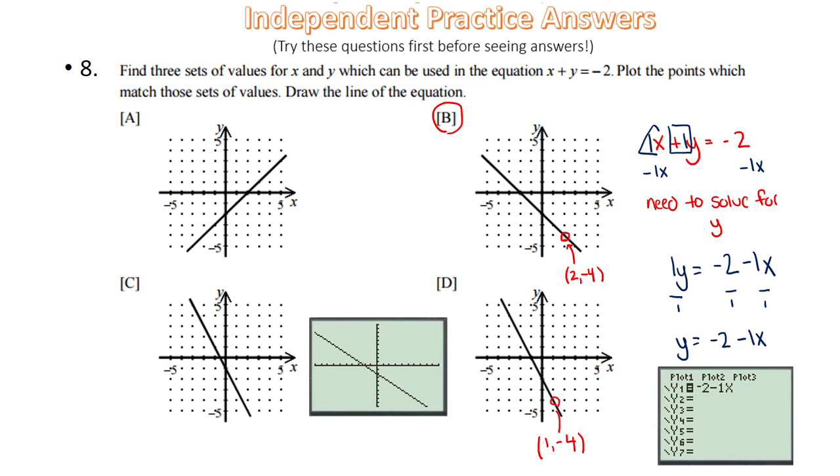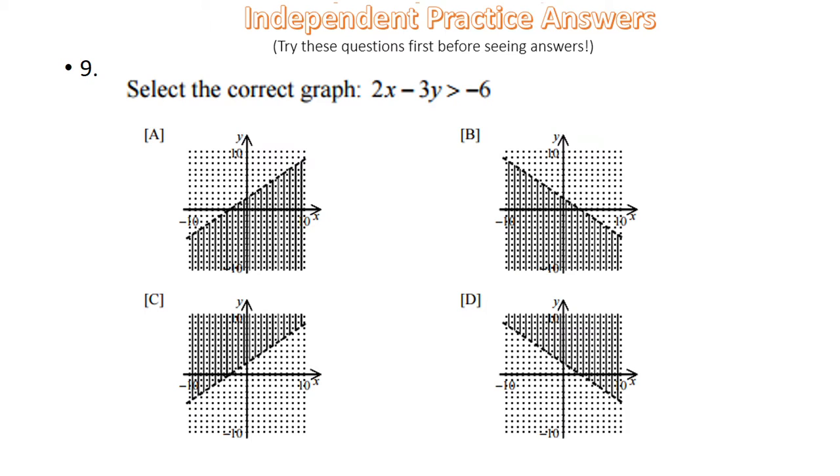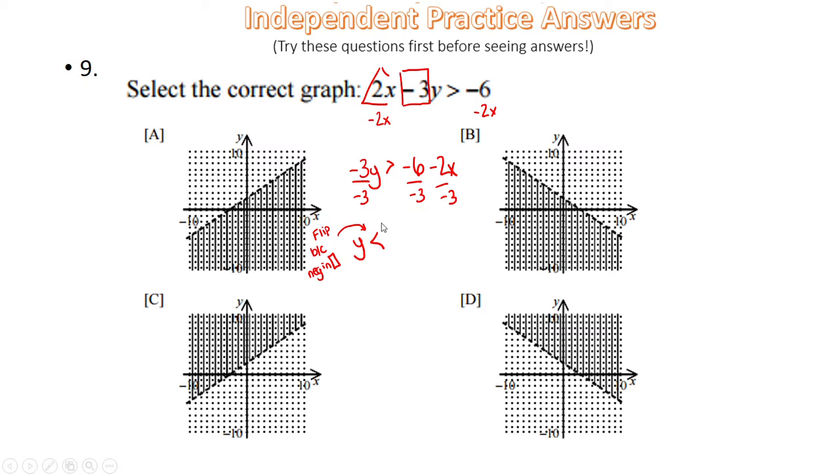All right, number 9. Number 9, we need to solve for y again. So if I solve for y, my rectangle is negative 3 and my triangle is 2x. So I'm going to subtract 2x on both sides. Then I'm going to divide by negative 3. And because I'm dividing by -3, my symbol needs to flip because I have a negative in my rectangle.